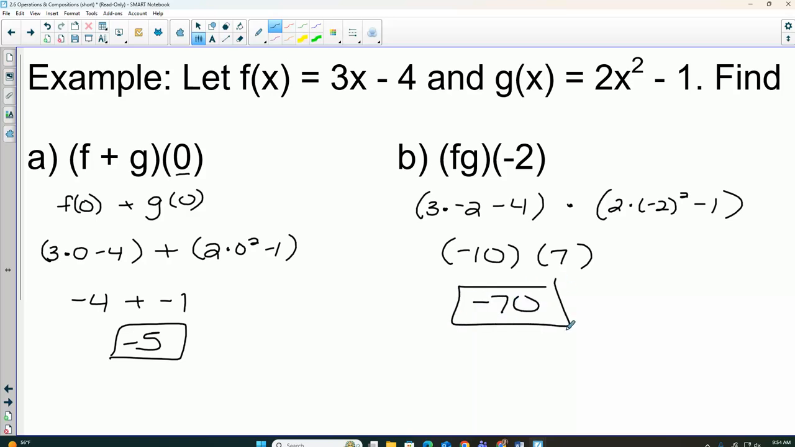I only gave you addition and multiplication examples, but this certainly works with division and subtraction as well. So if I'm asking you to do those operations, you can plug your x value into each of them and then add, subtract, multiply, or divide your answers.